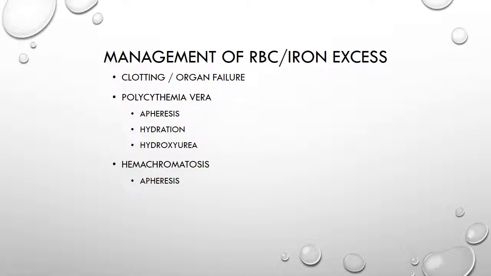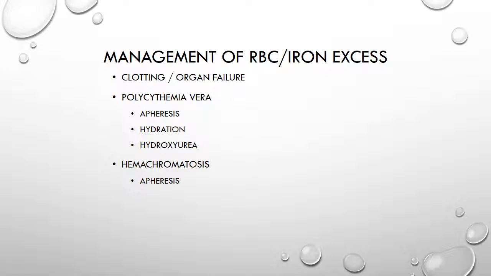In the management of the disease processes where they have an excess of RBCs or an excess of iron, we're concerned definitely about clotting. Clotting issues in the smaller arteries, organ failure because of that clotting issue, the arteries that feed the organs having clots in them, so we have decreased blood flow to those organs, resulting in some organ failure. When we're looking at polycythemia vera, some of the treatments that we're looking at for them, apheresis.